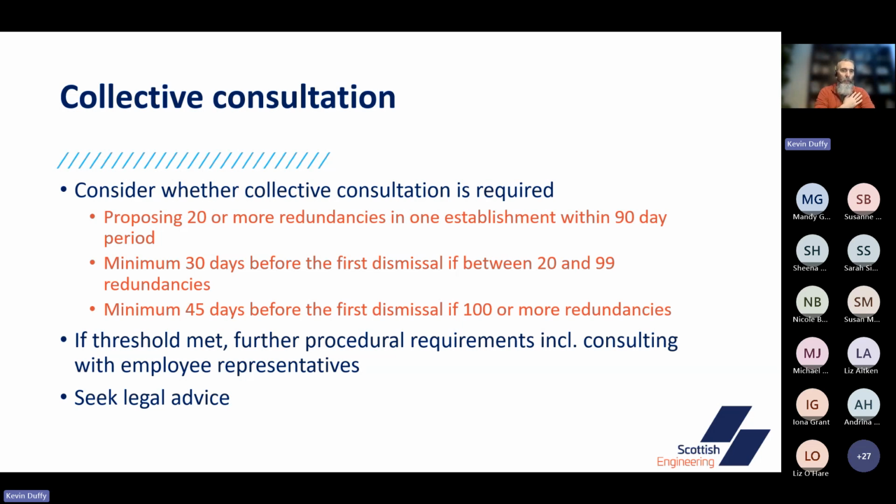Now, we have template HR1s. We have template Section 188 letters. So please, if you're going to be going through a redundancy at all, especially a collective redundancy, please phone through to legal and HR first, well before you start the process. Because what we don't want is that, even if you have a good business rationale for the redundancy, the company falls down on procedural aspects as well. So please, final bullet point there, take legal advice from us.